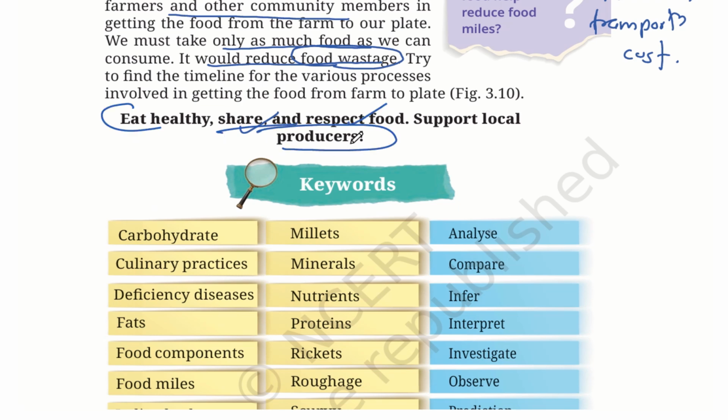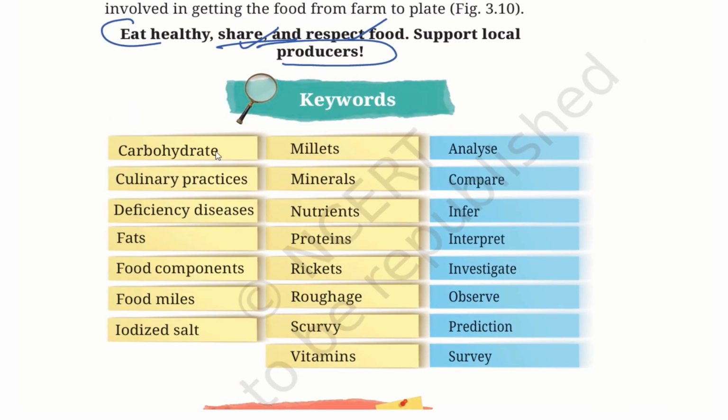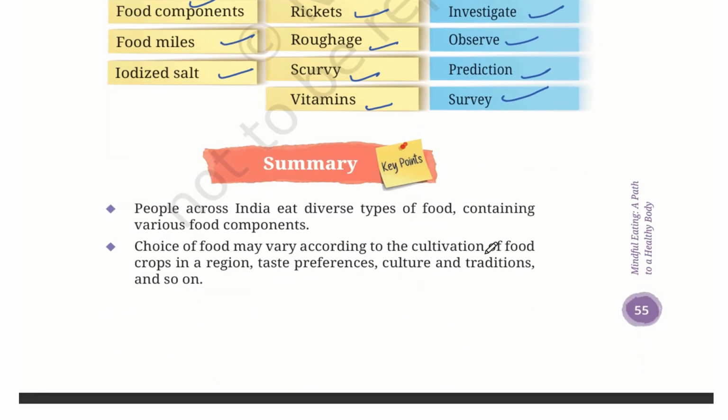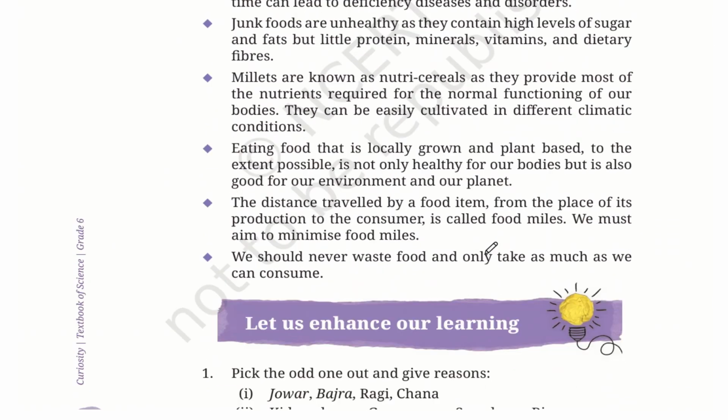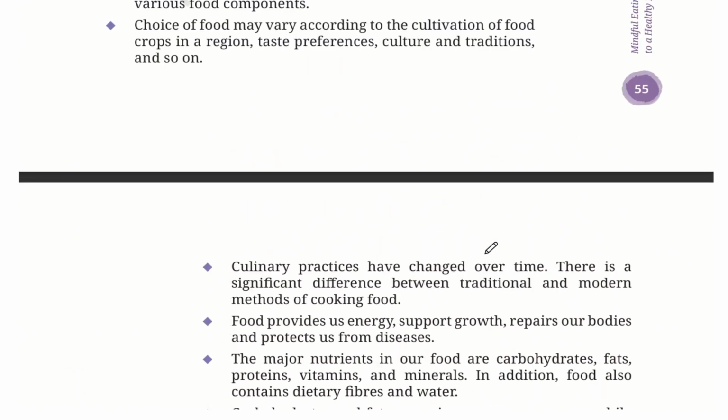Okay, so here we have some keywords like carbohydrate, culinary practices, deficiency diseases, fats, food components, food miles, iodized salt, millets, minerals, nutrients, proteins, rickets, roughage, scurvy, vitamins, analyze, compare, infer, interpret, investigate, observe, prediction, survey. These are the keywords which are used in this lesson. So what is a summary? It is too long, no need to include it in this video.